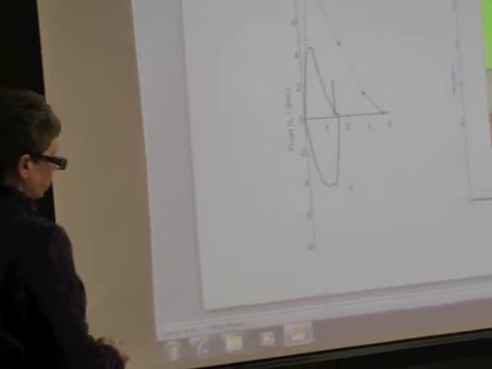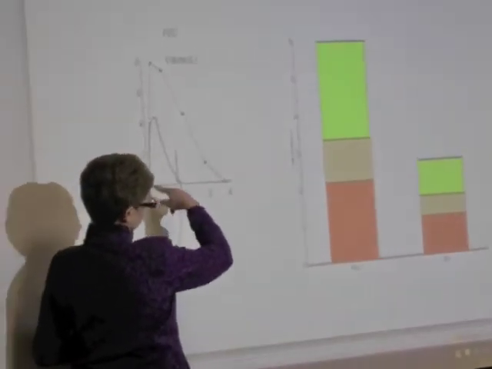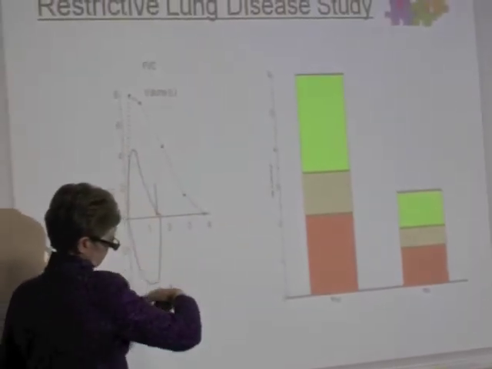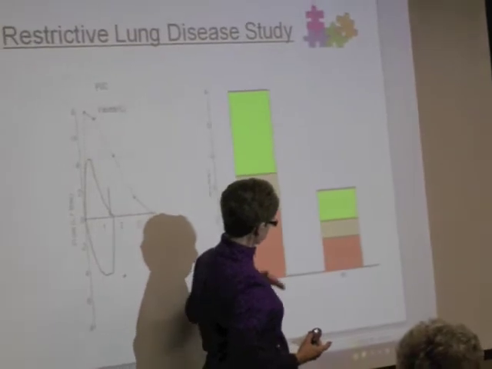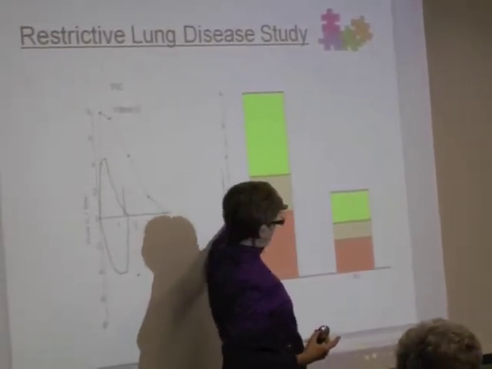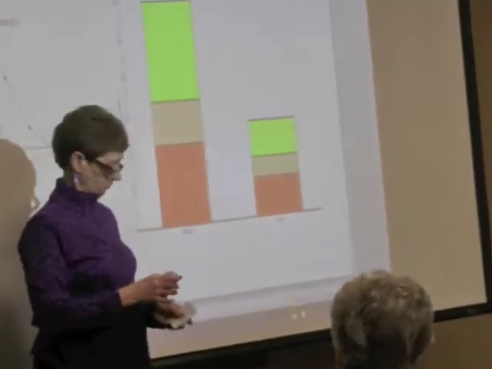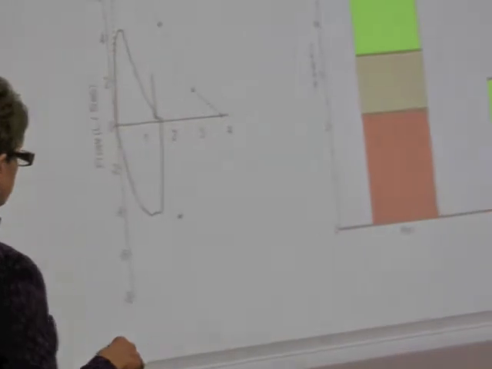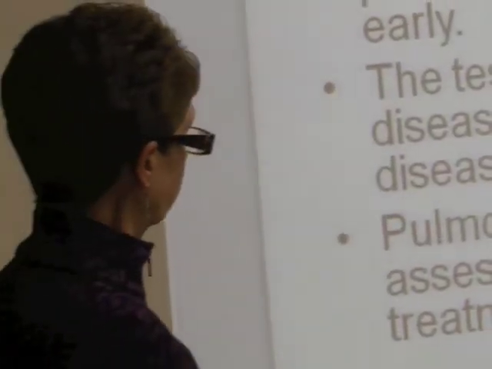And this is what his pictures look like. He has the normal shape he should have. It's just smaller than it should be. And when you look at the lung volumes graphically, you see the same thing. This is what his residual volume should be, but you can see everything is small. And that's restrictive lung disease. You've got speed, but you just don't have any volume.